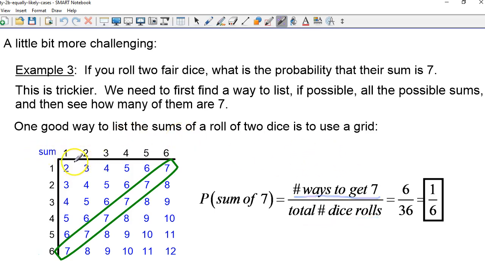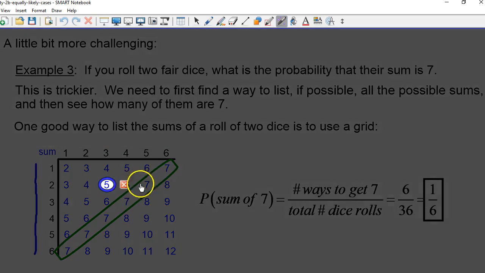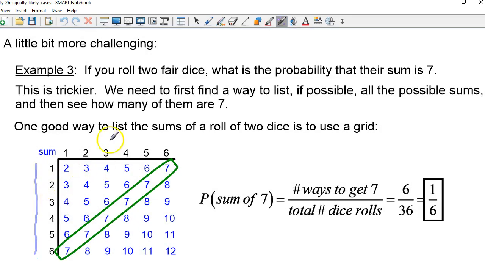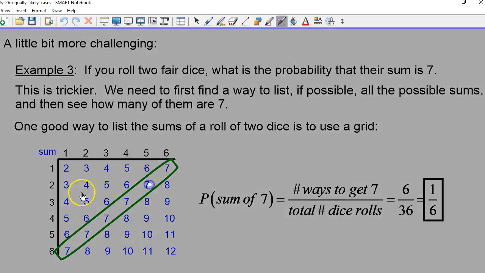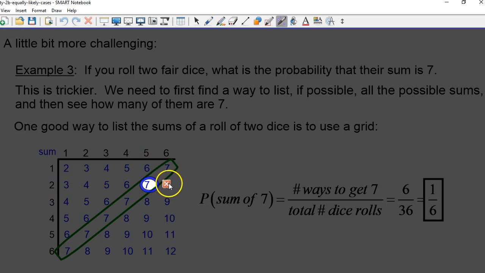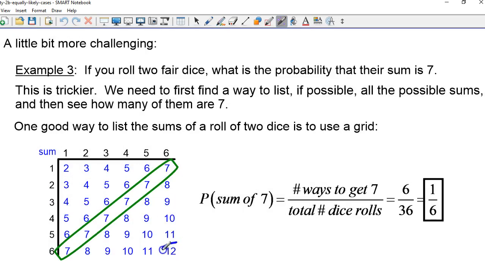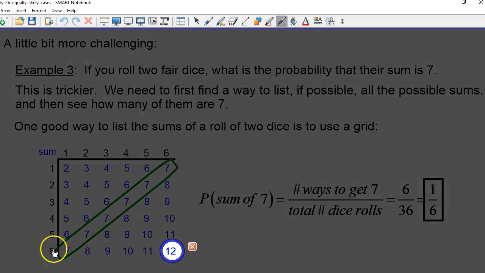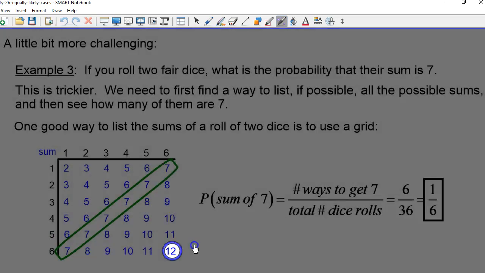Something like this, where we have a two-dimensional table. Across the top in the columns we list all the possibilities of one dice, and in the rows we list all the possibilities of the other dice. So, for example, this 5 here consists of having a 2 on one of the dice and a 3 on the other. This particular 7 right here is a 2 on one dice with a 5 on the other one. This 12 is obtained as a sum if you have a 6 on one dice and a 6 on the other dice as well.